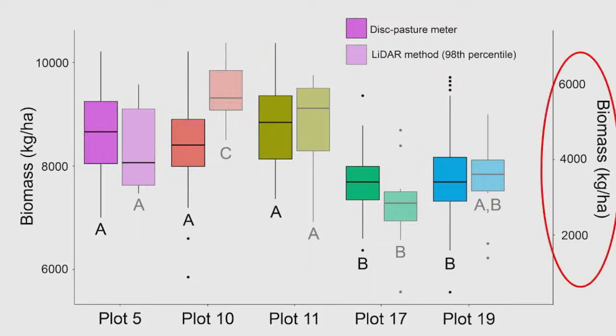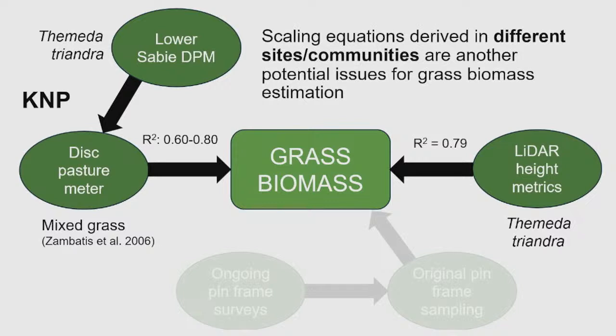And then, like I said, we similarly have this disagreement with the absolute magnitude, but not the pattern at the plot level. Here, I think we have a slightly different issue, which is that the scaling equations we're using to go from those disc pasture meter measurements to grass biomass were developed in Kruger, but for mixed grass systems. And so we're using a scaling equation that may be inaccurate for that system. And so although our LiDAR estimates have a pretty strong ability to predict grass biomass, we may be losing something here by using scaling equations that were not developed in the same system.